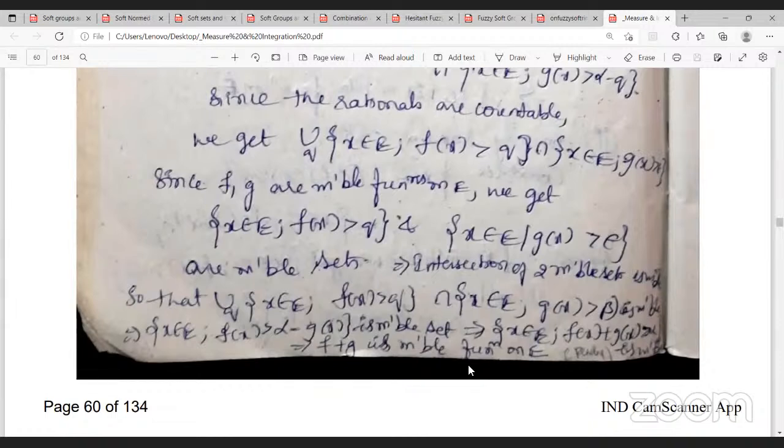Now we prove that f square x greater than alpha is a measurable set. As in the previous one, f of x plus c greater than alpha, f of x greater than alpha minus c, and c into f of x greater than alpha, f of x greater than alpha by c. Here f square greater than alpha means f of x greater than root alpha, or a square minus b square gives a minus b times a plus b. Here the same: x belongs to E such that f of x greater than root alpha and f of x less than minus root alpha, if alpha greater than or equal to 0. Write that down.